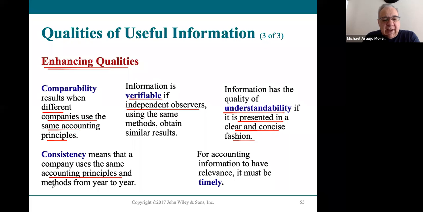Businesses have to use the same accounting principles year to year to year, so all the records are consistent and make sense. And of course, the information is reported on a timely basis. For the most part, what we get is monthly reports, quarterly reports, and annual reports. But either way, things have to be quite timely.